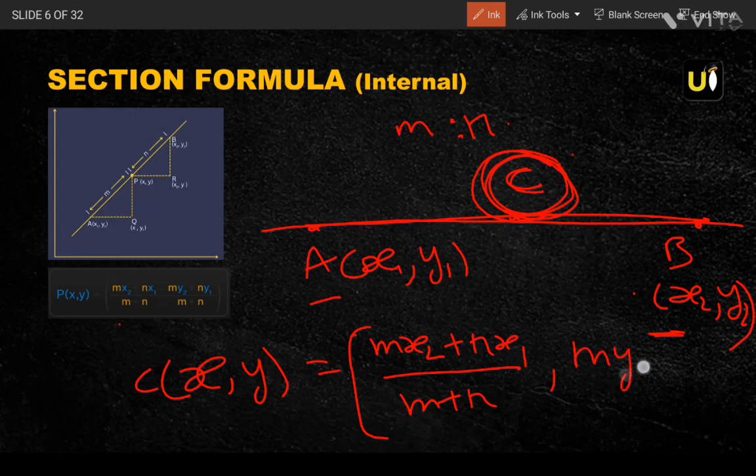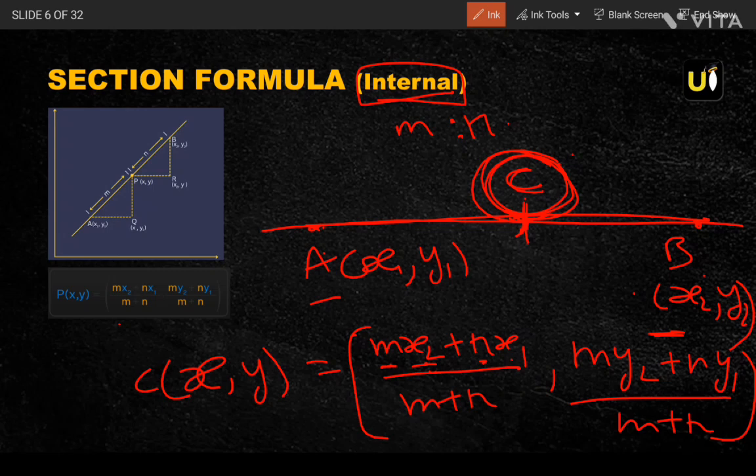Y coordinate is m y2 plus n y1 by m plus n. So be careful here. We are multiplying m with x2 and with y2, not m1 x1, it's m x2. Okay. So this is for internal division. What is internal division? Here the point C is in between the points A and B. So here the point is dividing the line joining these 2 points internally.